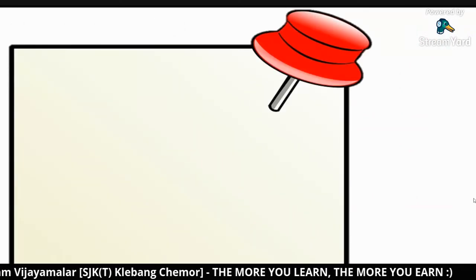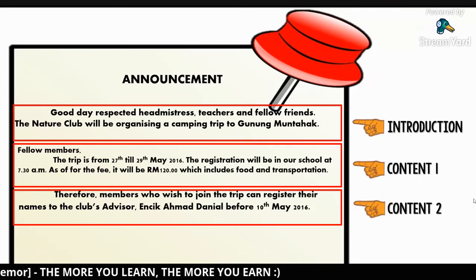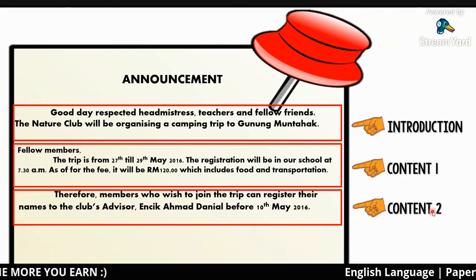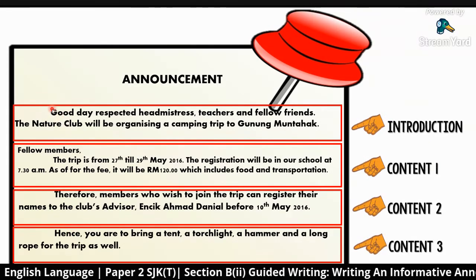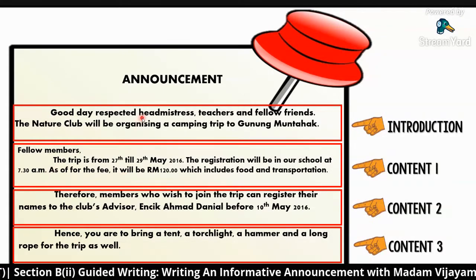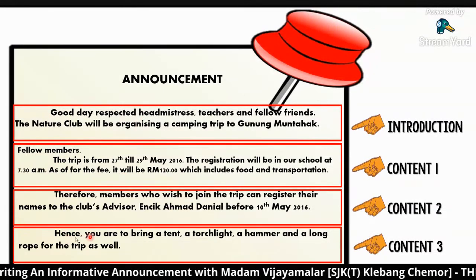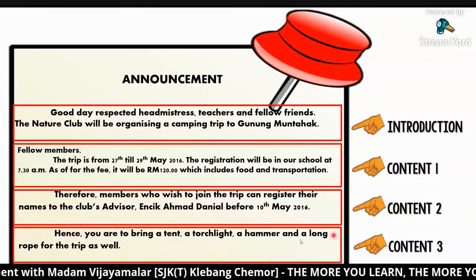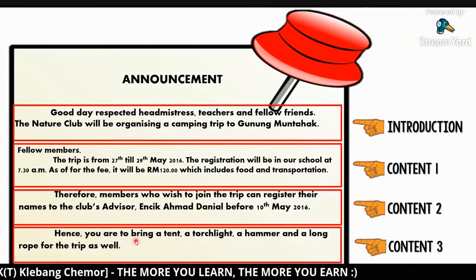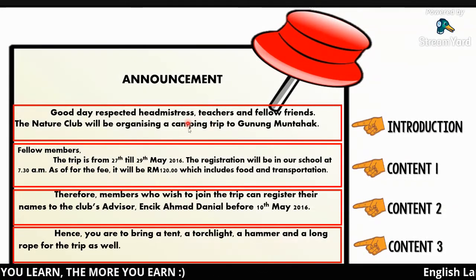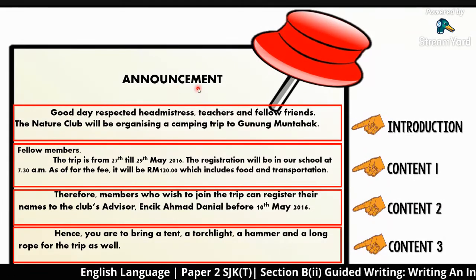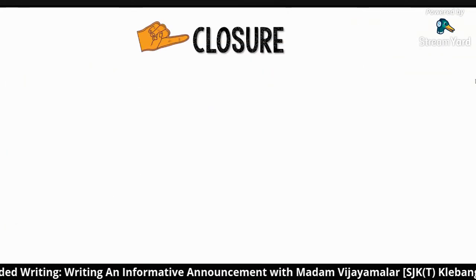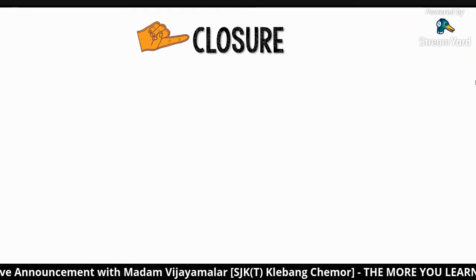Okay, so we have our announcement sheet again. All right, so we have our introduction, content 1 and content 2. Let's put in our content 3. There you go. Wow. Now, can you see the flow of it? Such a beautiful announcement, right? So there you have it. Hence, you are to bring a tent, a torchlight, a hammer, and a long rope for the trip as well. So can you see we are almost there? Okay, we are almost into getting a perfect announcement. Okay? All right. So next, yes, the final section would be our closure.